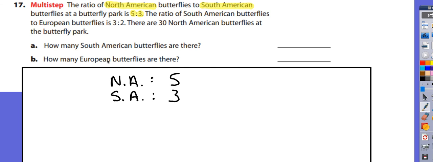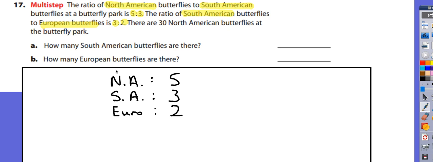Now there's another sentence that says the ratio of South American butterflies to European butterflies is 3:2. So I'm going to go ahead and put the word Euro here for European butterflies. And I'm going to notice that that ratio is 3:2. Well, the 3 goes with South American butterflies, and the 2 goes with the European butterflies. So really, I can just add a 2 to my table here. And now I've got a 3-part ratio where it's North American butterflies 5, South American butterflies 3, European butterflies 2. Now that's the information I have.